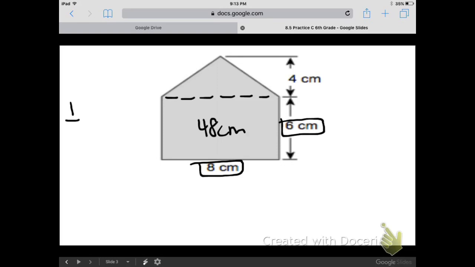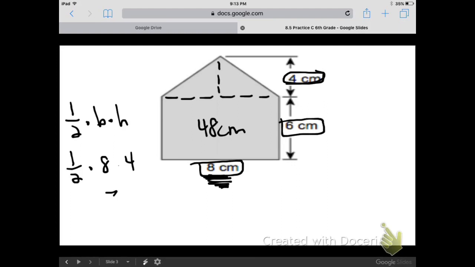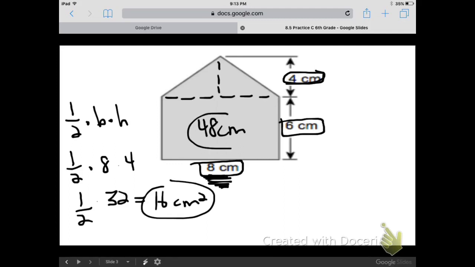And then for a triangle, the formula, if you don't have the sheet in front of you, is half times the base times the height. Alright, so the half is going to stay. Our base in this case is actually 8. Our height is right along here, is 4. So 8 times 4 is 32. We cut that in half. It's simply 16 centimeters squared. So we'll take this and add it together, so it's 64 centimeters squared.